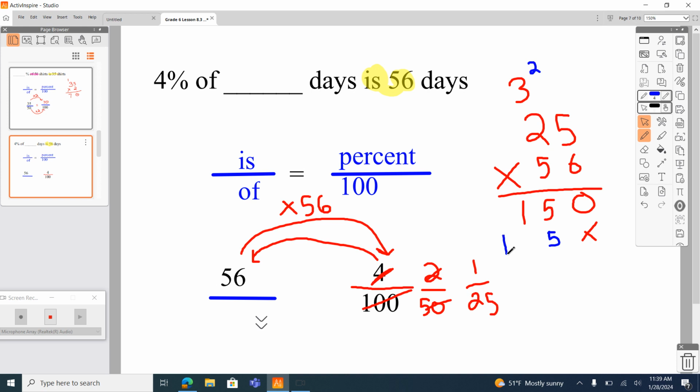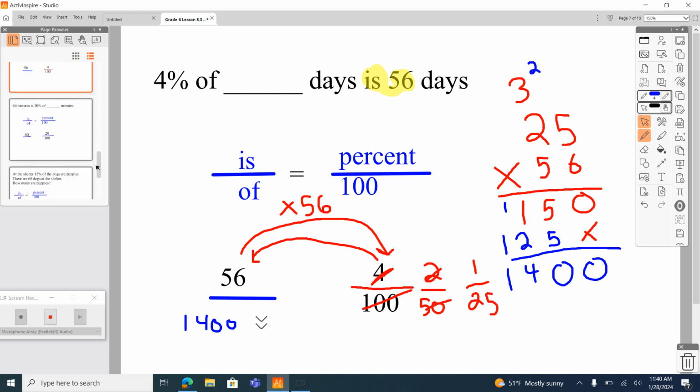And then when I add all this up, I get 0. 5 plus 5 is 10. Carry the 1. 2 plus 1 is 3, plus another one is 4. And so my answer is 1,400 days.